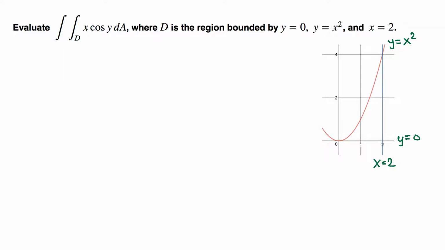Evaluate this double integral over the region D, where D is the region bounded by the curves y equals 0, that's the x-axis, y equals x square, parabola, and x equals 2. Here is a vertical line, x equals 2. So basically we are just looking at this region, and this region is type 1.